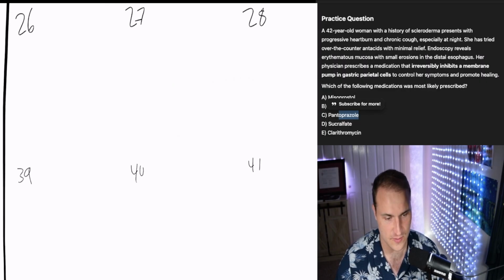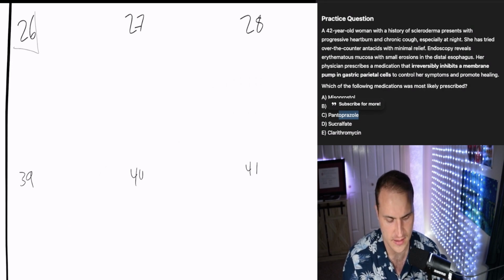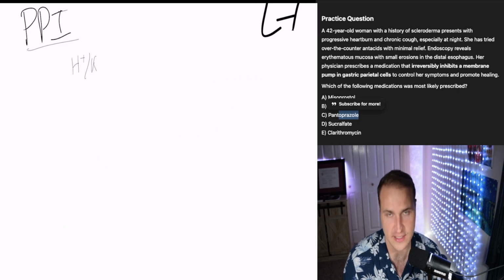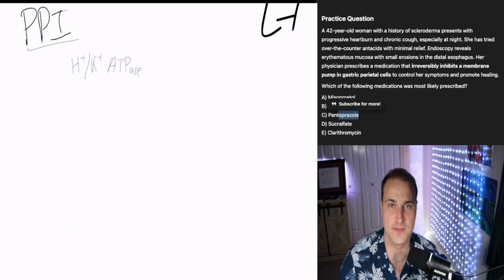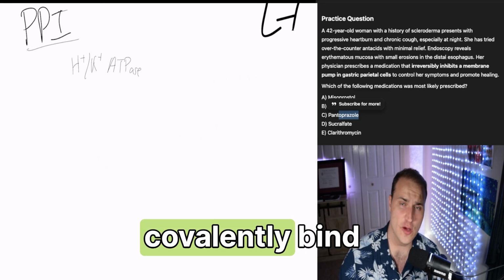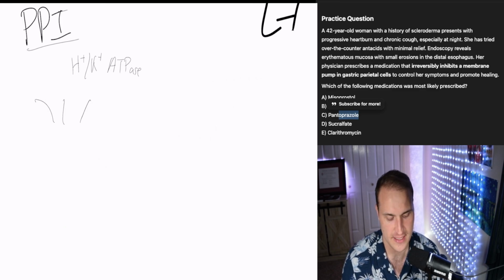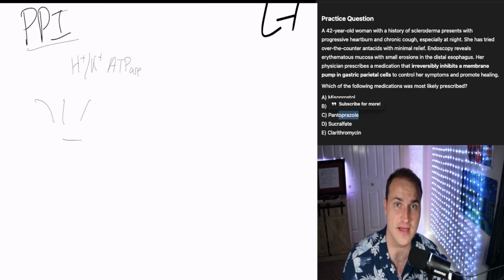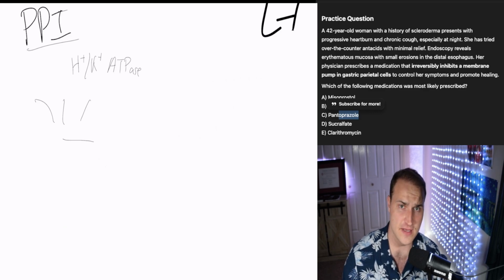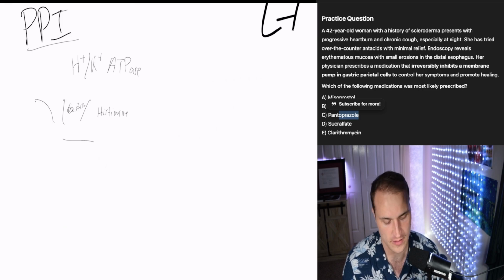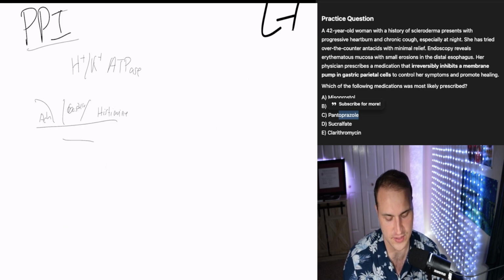So the big buzzwords, if you will, for 26 are that you have to know that PPIs function by irreversible inhibition of these hydrogen potassium ATPase pumps. These are proton pump inhibitors. They covalently bind to the sulfhydryl groups on the proton pump, and it shuts it down until a new pump can be synthesized. There are several pathways to acid secretion, and PPIs block that final pathway regardless of the upstream signaling. Histamine upstream, or your gastrin upstream, or the commonly forgotten acetylcholine. All that is upstream, and then here is our PPI. And so these guys are the terminator.